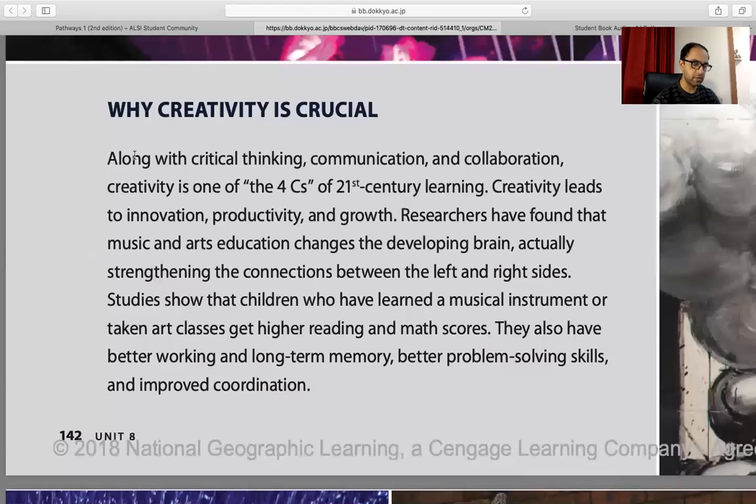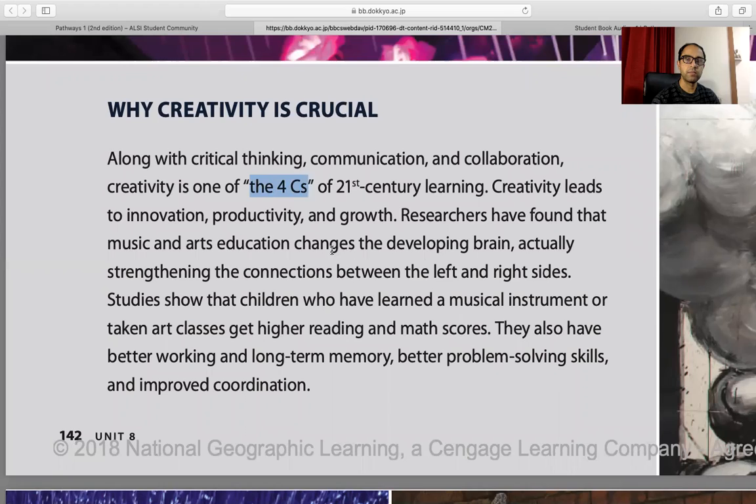I want you to pause the video. Maybe you can listen and read together, along with critical thinking, communication, and collaboration. Creativity is one of the 4 C's. So the 4 C's of 21st century learning are critical thinking, communication, and collaboration, including creativity. Creativity leads to innovation, productivity, and growth.